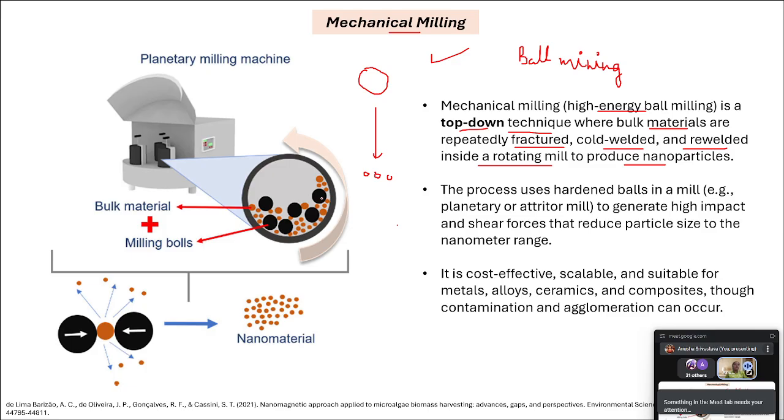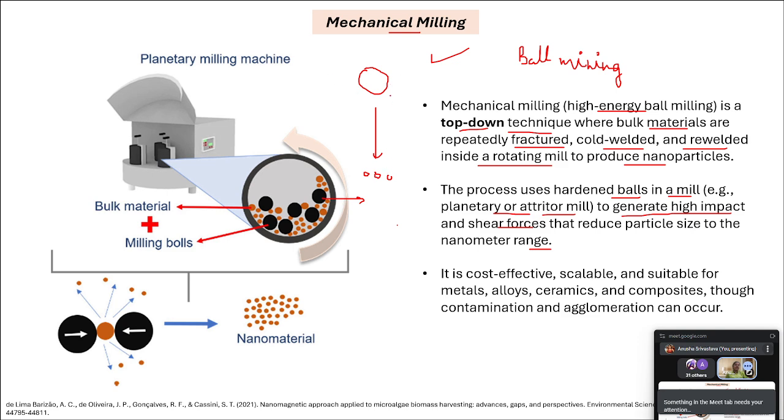Now, what is the milling media? Here, these small balls are referred to as the milling media, which are made of ceramics or zirconia or these kind of materials, and these are, I would say, the bulk materials that are there. So the pressure or force that these milling media or these balls exert on these bulk materials, because of that, these nanoparticles are formed. So to produce nanoparticles, the process uses hardened balls in a mill, for example planetary or attritor mill, to generate high impact and shear forces that reduce particle size to the nanometer range.